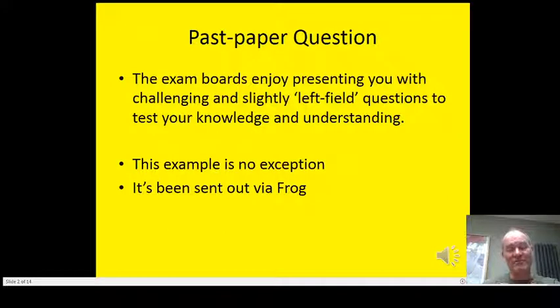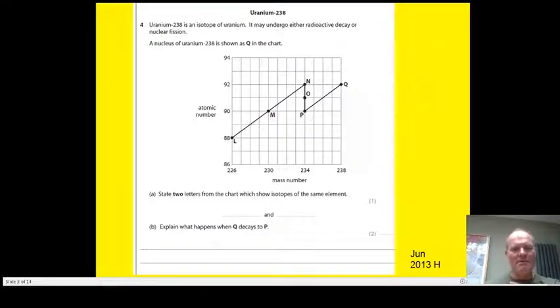So I've sent these out on Frog, so you should have a copy of this. You might want to print it to write on, or you might write the answers down on a piece of paper, however works for you. But let's have a look at this question. This comes from the June 2013 higher tier physics paper, and it's about uranium-238 and the decay thereof. You can see straight away that it's got a graph. It's not a standard decay series like we did in the lesson previously, but it's got a graph to assess you on these.